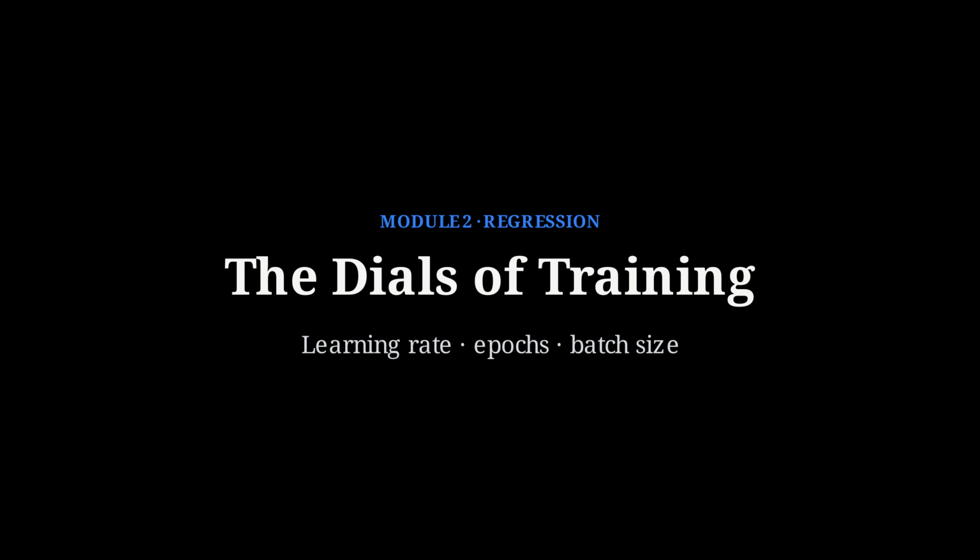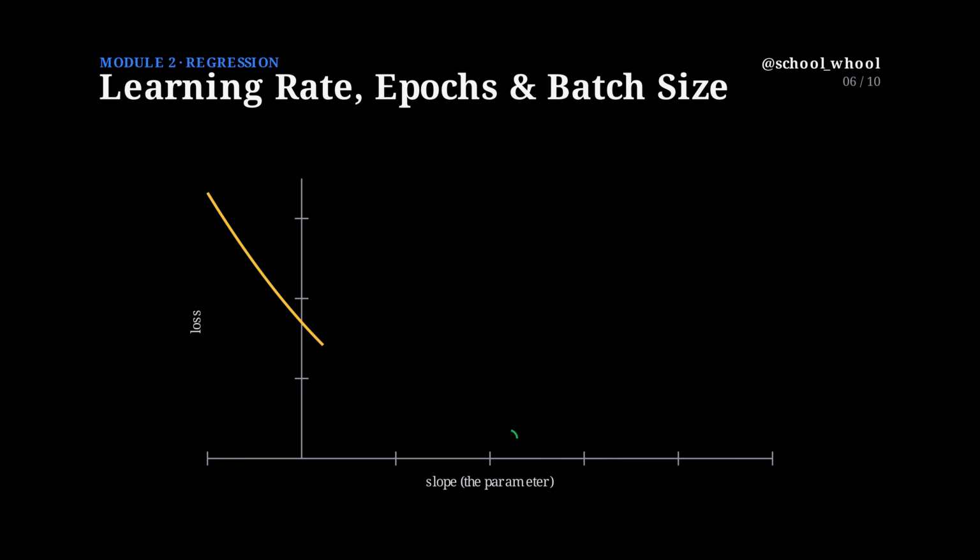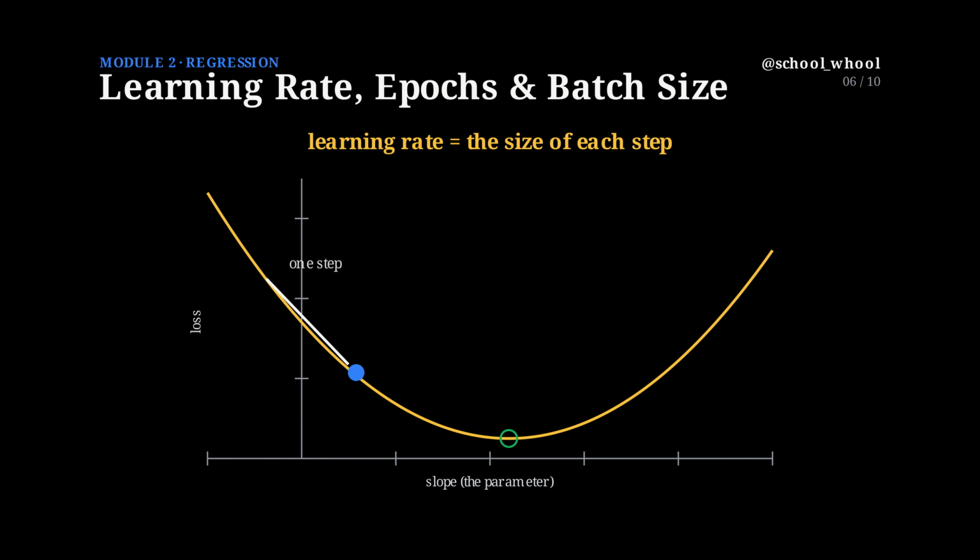Gradient descent has a few dials of its own, settings you choose before training even begins. Get them right, and learning is fast and stable. Get them wrong, and it either crawls or blows up. The most important one is the learning rate, the size of each downhill step. It is a single small number, but it changes everything.